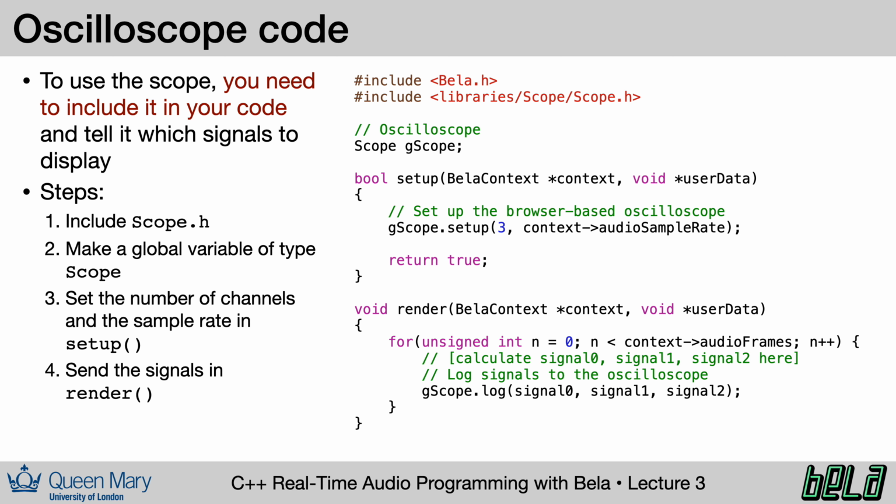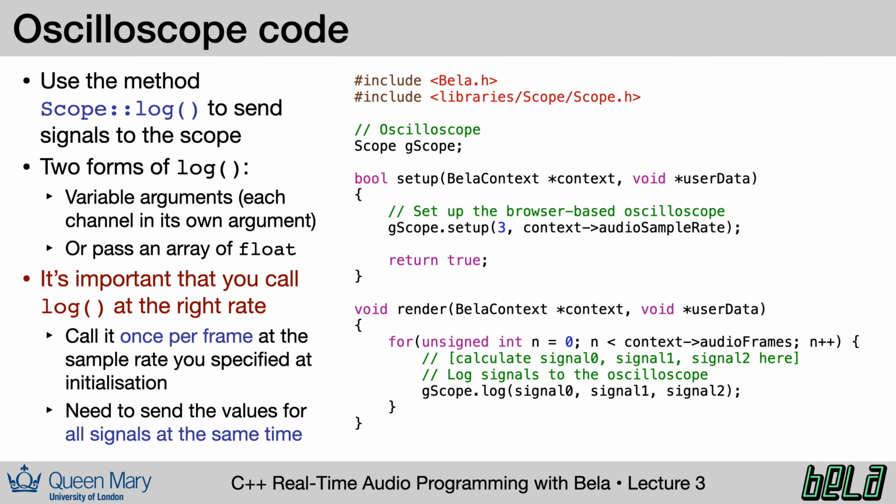And then finally, in your render function, you need to send the signals to the scope. We're using a method there called log, so you see here at the bottom of the screen, gscope.log, and then inside the parentheses, the 3 signals that we want to send to the scope. There are 2 forms of this log method. One of them has each signal as a separate argument, and the other has an array containing all the signals. The important thing to know is that you need to call log at the right rate, which is to say, it needs to be once per frame at the sample rate that you have specified.